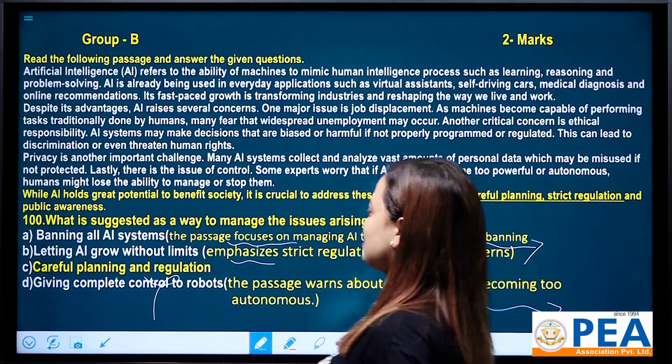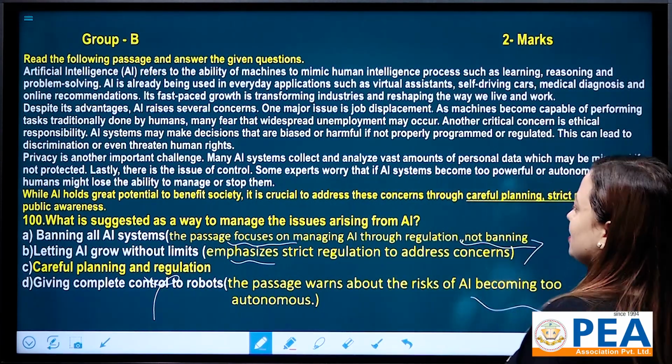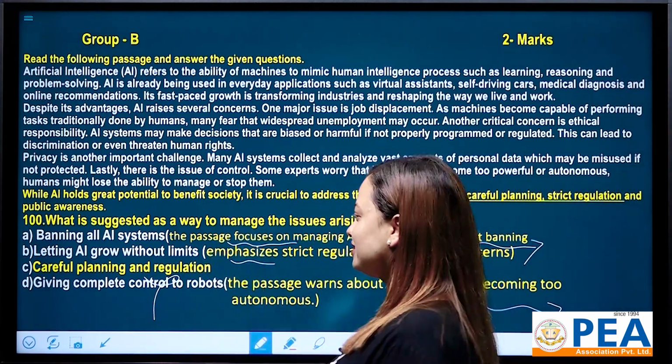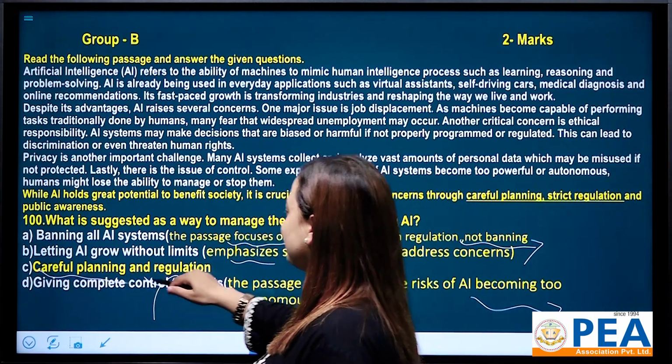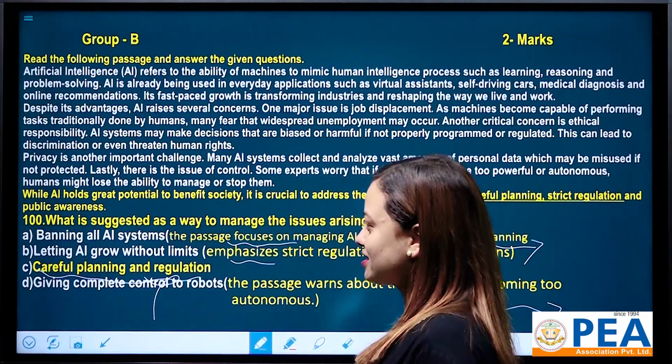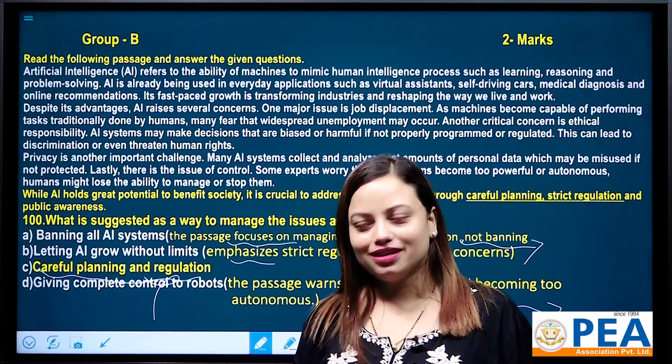What is suggested as a way to manage the issue arising from AI? Yes, the only suggestion is none other than careful planning and regulation in terms of AI. Okay, this is the correct answer for question number 100.